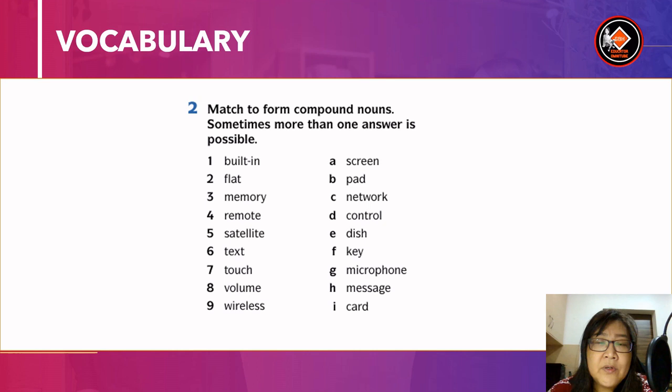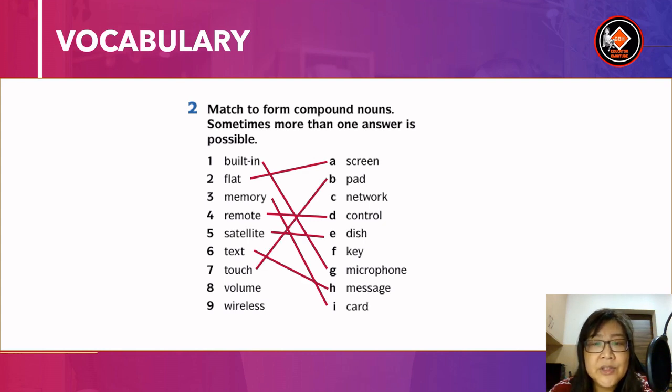Now match to form compound nouns. Sometimes more than one answer is possible. The answers are: built-in microphone, flat screen, memory card, remote control, satellite dish, text message, touchpad, volume key, wireless network.